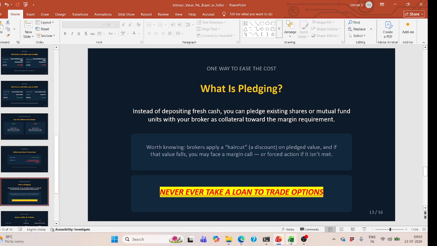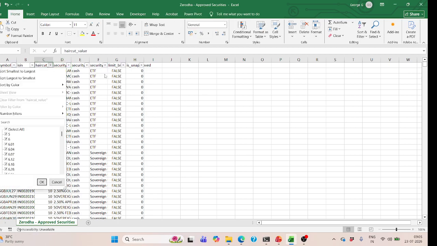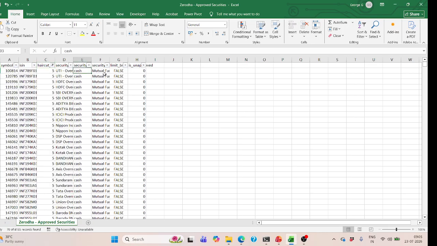Again, I'll go to Zerodha's example. You can download it from Zerodha. You can see what the approved securities are that Zerodha allows for margin. Here you can see there will be a haircut. They'll say a 10% haircut, 20% haircut. The minimum haircut will usually be for government bonds or a liquid fund, which will not give more returns, but these are safer things.